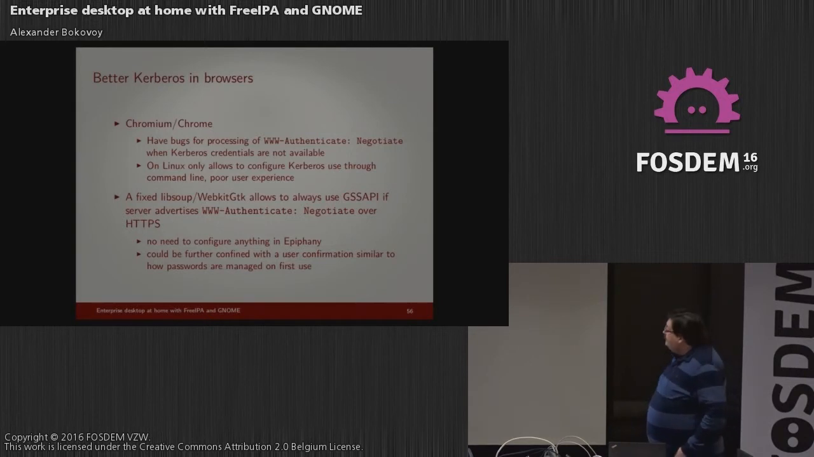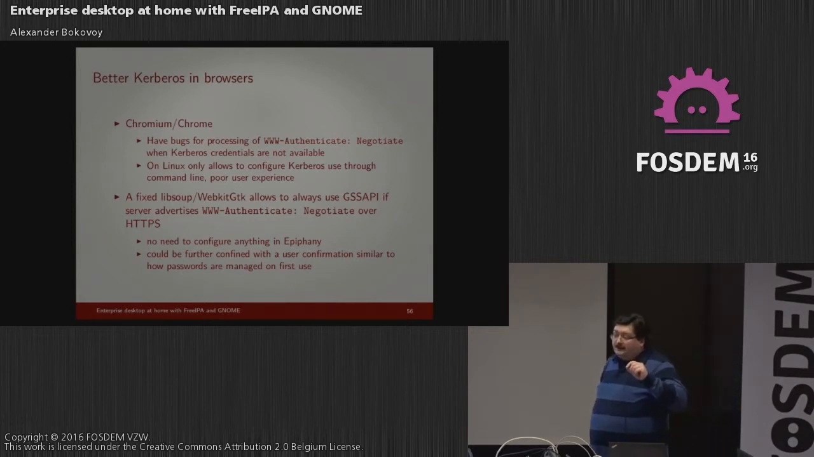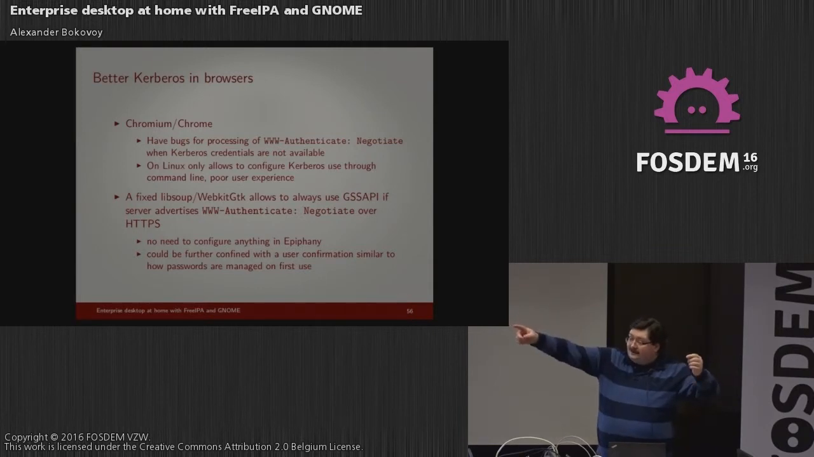So with the fixes in libsoup and WebKitGTK, what we got is that we always use GSSAPI when the server advertises Negotiate authentication over HTTPS. The reason we can safely do this is that the Kerberos protocol is built in such a way that you never authenticate to the third party. You authenticate to your Kerberos Distribution Center. So you ask the Kerberos Distribution Center, give me a ticket to that third party.